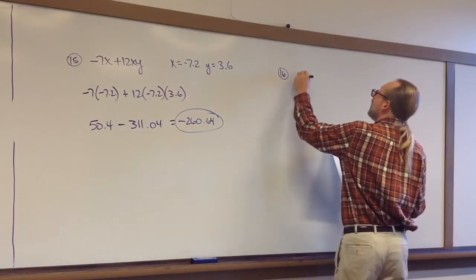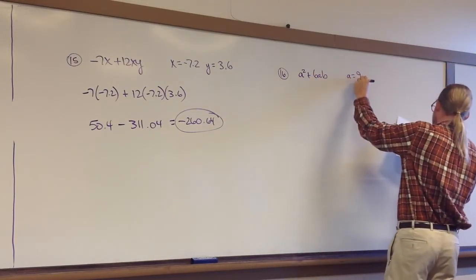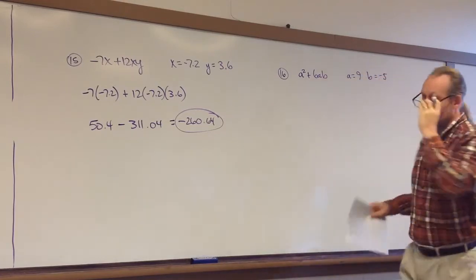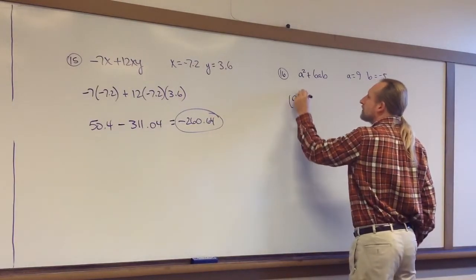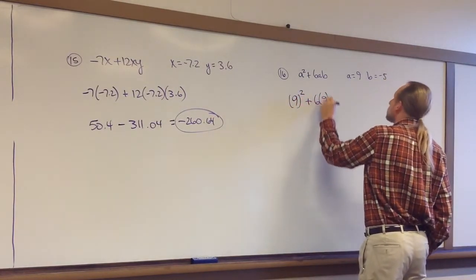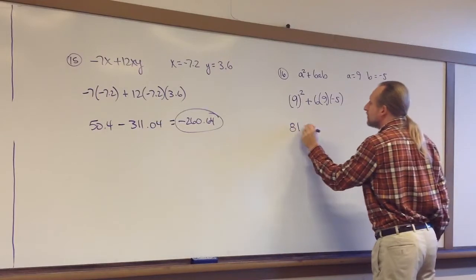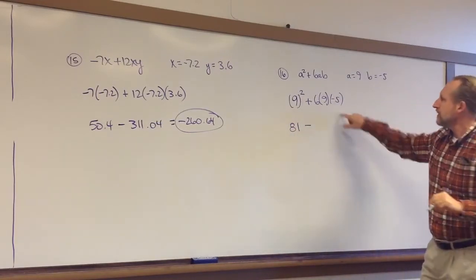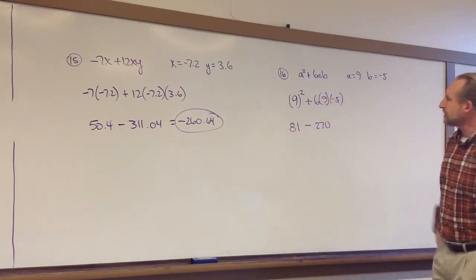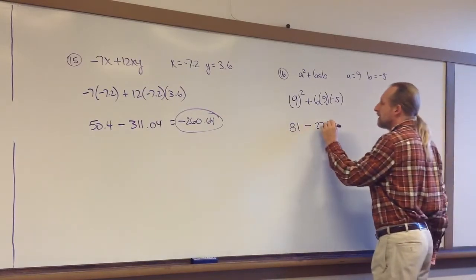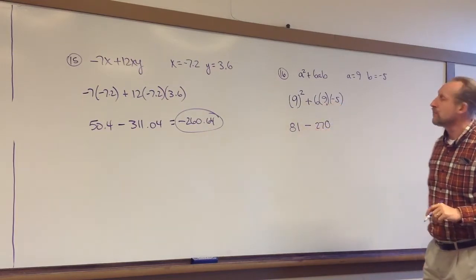Problem 16. a squared plus 6ab, and we want a equal to 9, b equal to negative 5. Okay, so 9 squared, and then 6 times 9 times negative 5. So this is going to be 81. And this will be minus, what is this? This is going to be 270 here, right? There's 30. 30 times 9, 3 times 9 is 27. 30 times 9 is 270. And we've got a positive times a negative. So in the end, we'll have a negative.